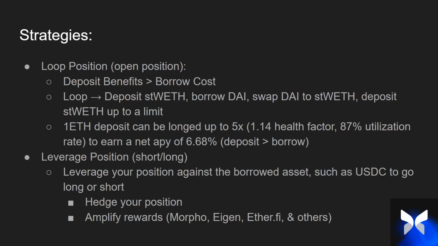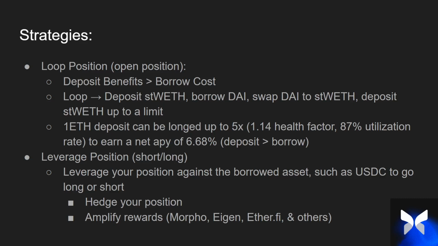So one strategy for looping, for example, is depositing staked wrapped ETH. You can borrow DAI. You can swap DAI to the staked wrapped ETH and deposit staked wrapped ETH up to a limit. Again, because you're borrowing DAI here and swapping to staked wrapped ETH, you are going to take on some liquidation risk. If, for example, ETH drops below the cost that you originally borrowed the funds at, you're going to be subject to some fluctuations in the market, depending on how much ETH goes down based on the debts that you have.